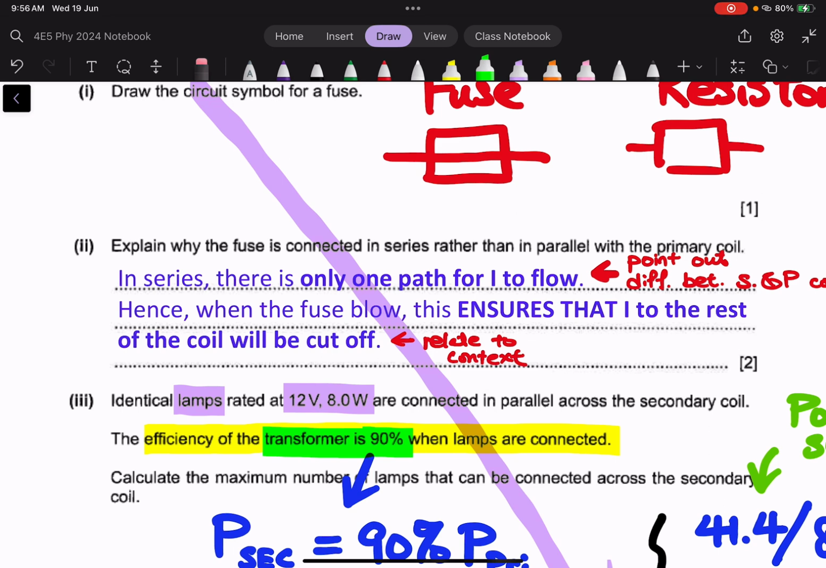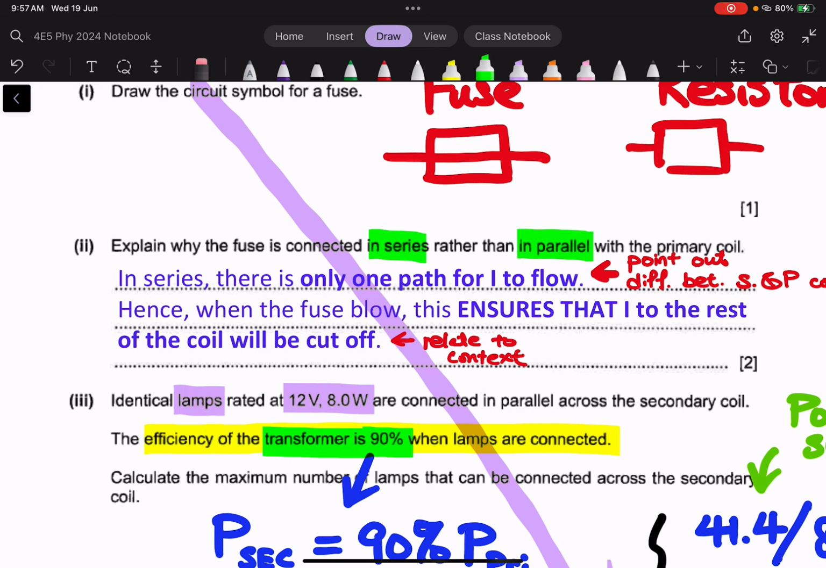Why is it that your fuse must be connected in series rather than in parallel? In our notes, we keep focusing on why live, why not neutral. Then O-level asks you, why series, not parallel? If you blank out, why not change this question to: what is the difference between series versus parallel? If you can point out the difference, most likely it will answer the question.